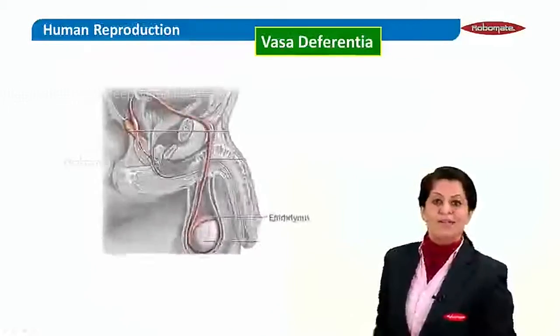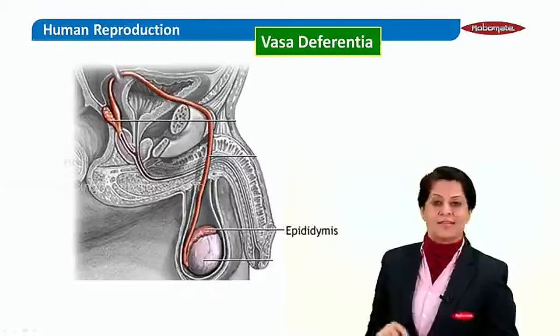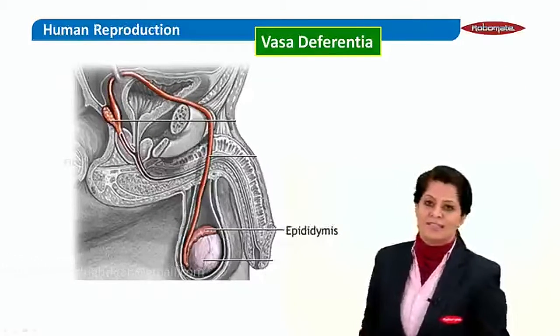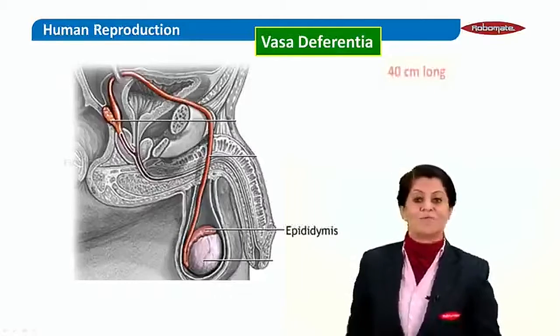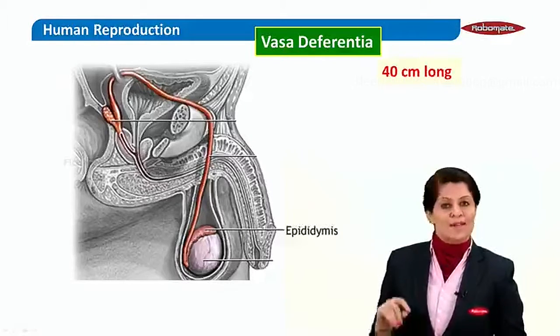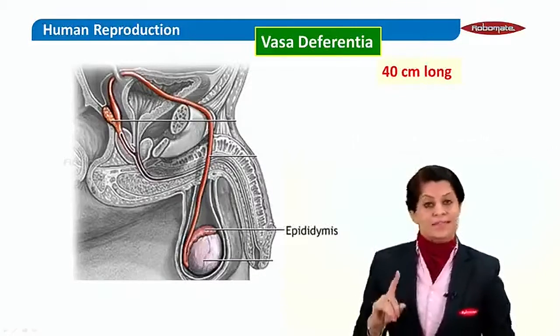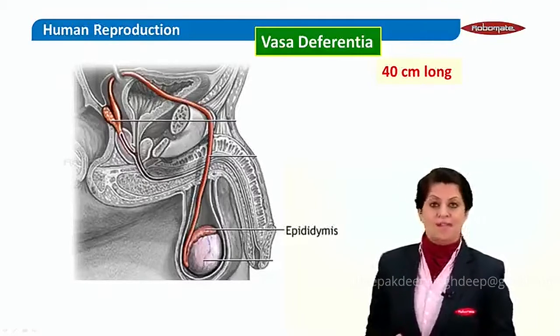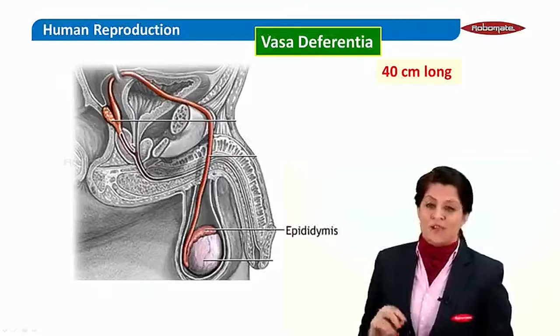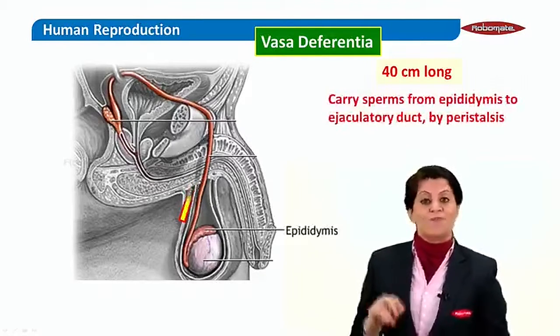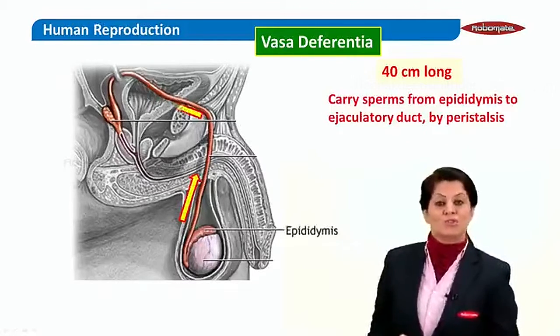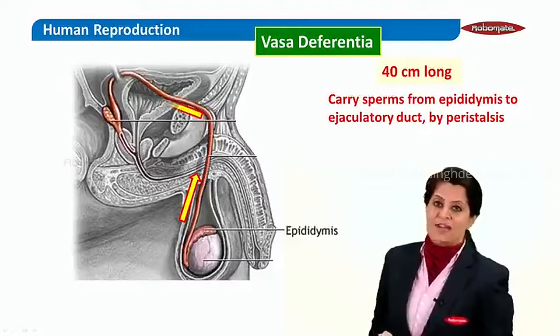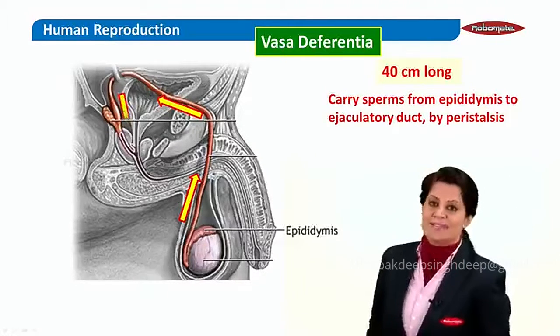Now, as far as vas deferens is concerned, how long is this tube? Pretty long. It's 40 centimeter long tube, and it's a muscular tube. So what could be the function? The function is transfer of sperm, students, from epididymis to the ejaculatory duct by peristalsis.